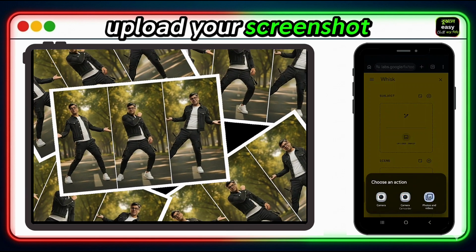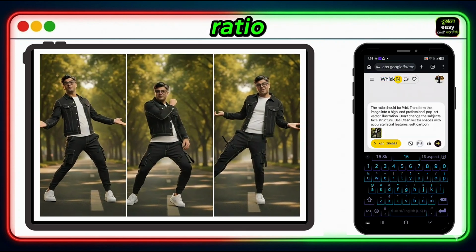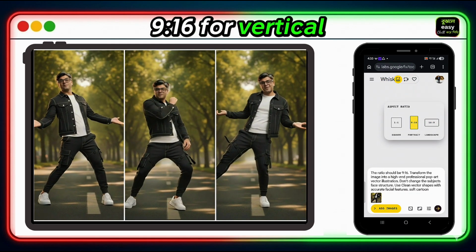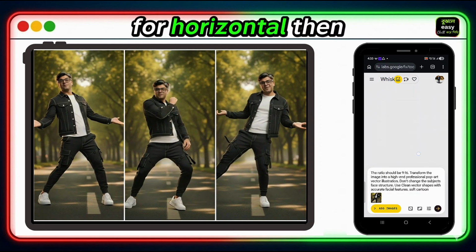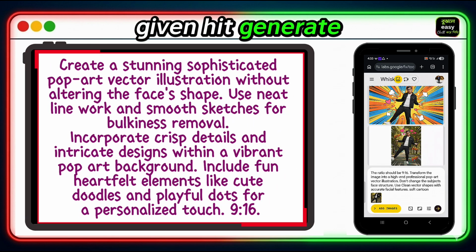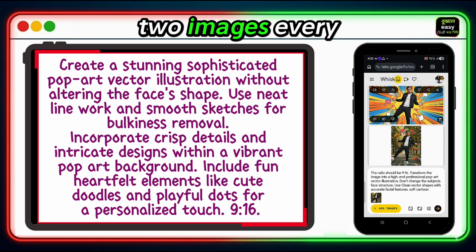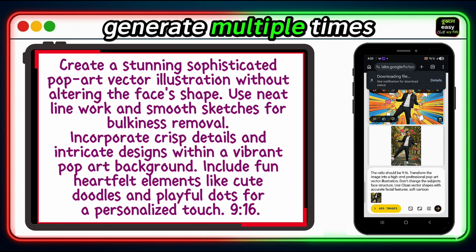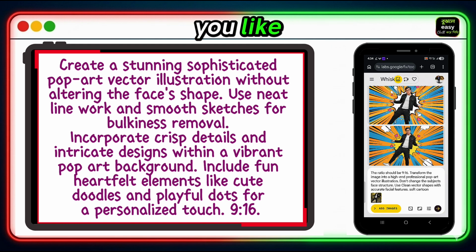Upload your screenshot. Set the aspect ratio, 9:16 for vertical, 16:9 for horizontal. Then paste the pop style prompt given. Hit Generate. Whisk gives you 2 images every time. Generate multiple times. Download the one you like. Repeat for all your frames.